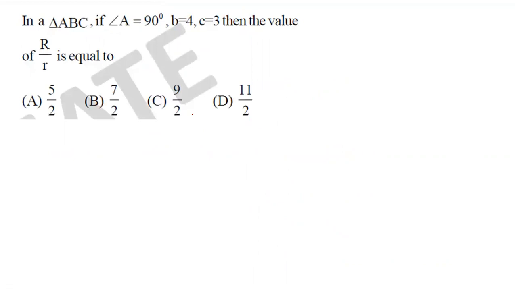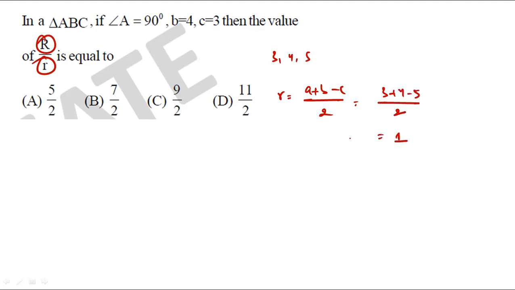Triangle ABC, if angle A is equal to 90 degrees, and sides B and C are 4 and 3, then the value of capital R by small r is equal to? Capital R means circumradius, and small r is the inradius. The sides are 3, 4, 5. Inradius formula is A plus B minus C by 2. That is 3 plus 4 minus 5 by 2, which is 1.